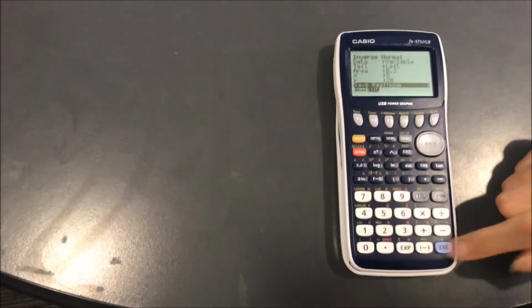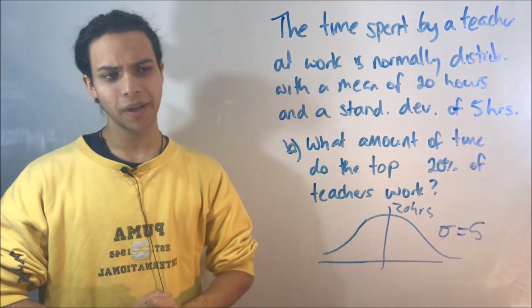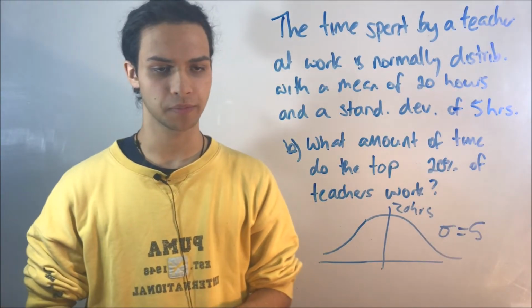Then we press execute, and we then find that the bottom 20% of teachers work less than 15.79 hours. Part B. What amount of time do the top 20% of teachers work? Well, it's a similar process.